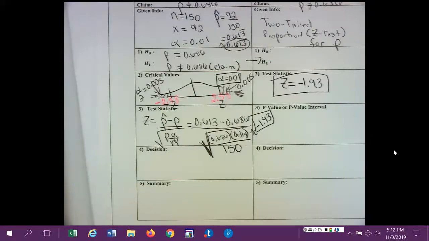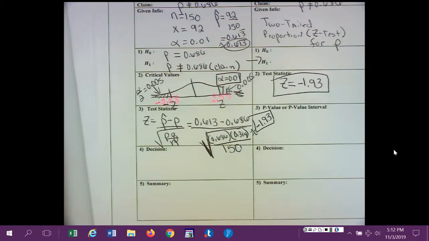The calculator may give you a slightly different test statistic because it's going to use the exact p-hat of 0.613 repeating forever and ever and ever. So do not be surprised once you round. The TI-83/84 capability gives you something a little bit different. I think it gives you negative 1.92, but we'll see in just a moment.